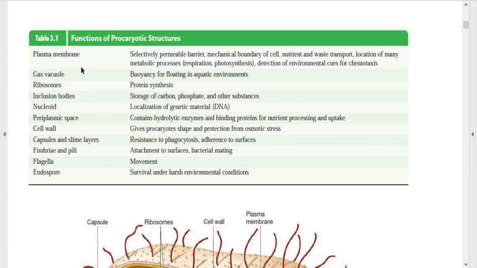Capsules and slime layers are responsible for resisting phagocytosis. At the same time, the capsule or slime layer is responsible for adherence of bacteria to any kind of surface. Next are fimbriae and pili, which are responsible for attachment to surfaces. At the same time, pili are responsible for bacterial mating. Flagella are responsible for cellular movement, and endospores are responsible for survival under harsh conditions. Okay, so you can expect questions matching the following from this topic.